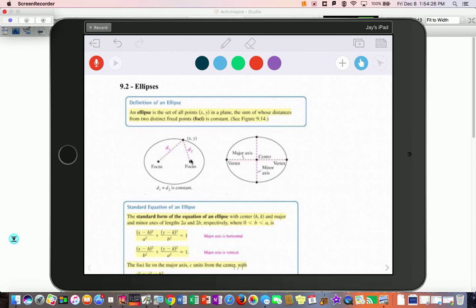D1 to D2 would be a measurement, I guess, that we would take. And if we look further down, we'll talk about what D1 and D2 is, but it's 2A. It's 2 times the distance.